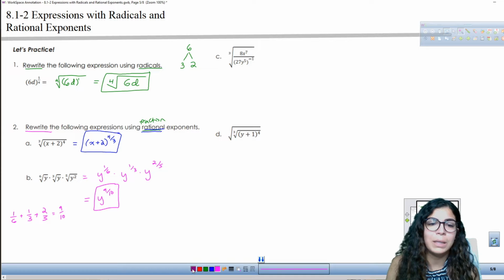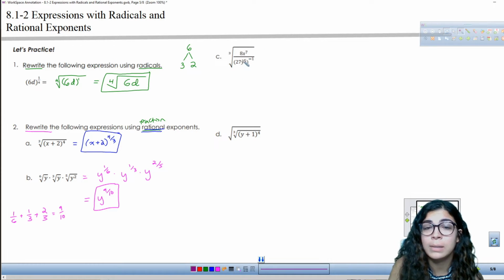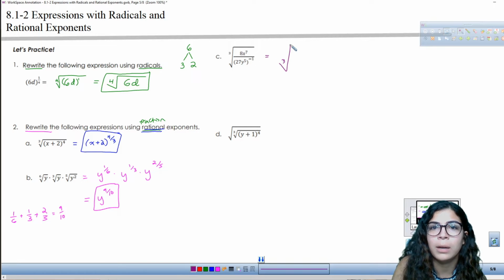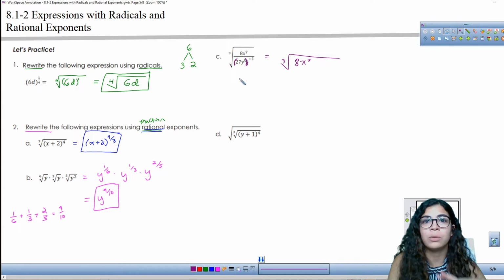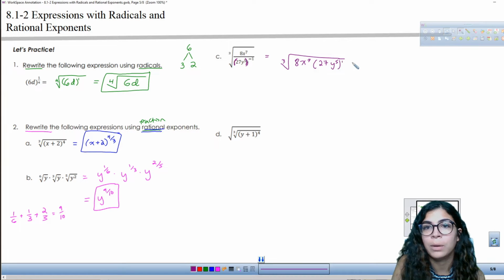Moving on to part C. We have the cube root of all of this. There's a lot going on on the inside, so before I write it with a fraction exponent, I'm going to simplify what's on the inside first. So I have the cube root of, and in the numerator 8x to the power of 7. If you look in the denominator, this whole denominator has the power of -1, and remember that will change the side of the fraction that it's on. So I'm going to bring that to the numerator, 27y to the power of 5, and I'm going to put that to the positive power of 1.